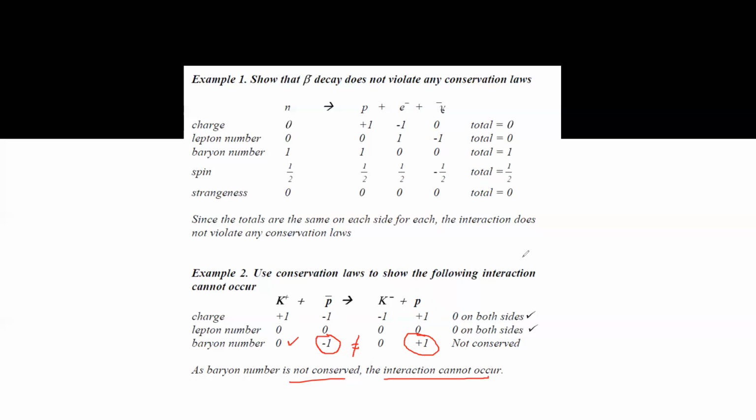Is it clear? So if we check the charge, lepton, baryon, if baryon number is not conserved, we'll not move on to the next part. We'll stop at that one. About the spin, because spin should be conserved, but the thing is, normally you don't have to check the spin. You normally check lepton, baryon, and strangeness number.